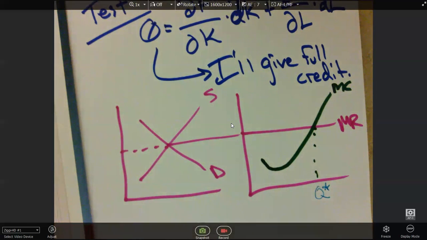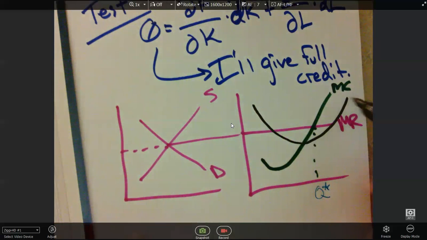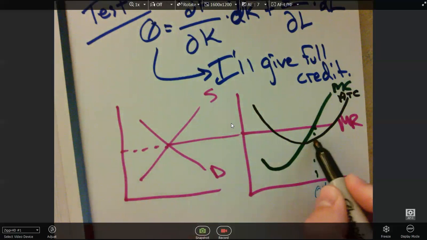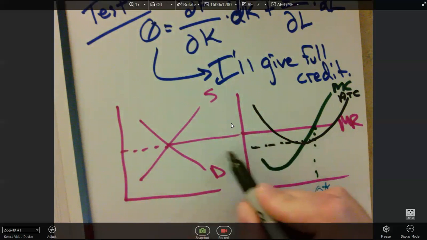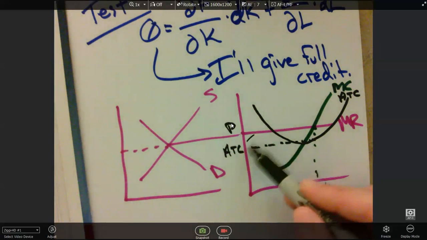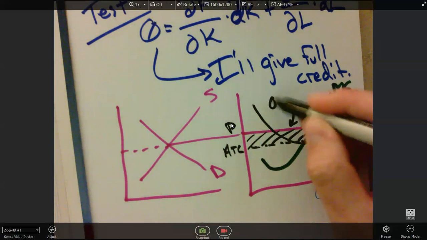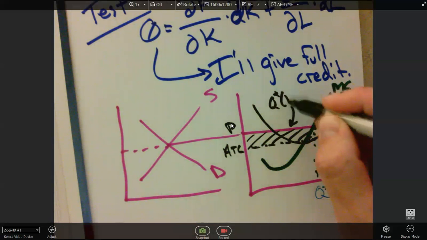Then in order to figure out where our actual profit is, we need to draw in the average total cost curve. Then we need to find a reflection of that Q star off of the average total cost curve. The marginal revenue we know is the same as the price. So this profit rectangle is equal to quantity times P minus ATC.